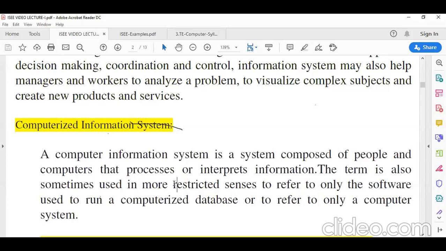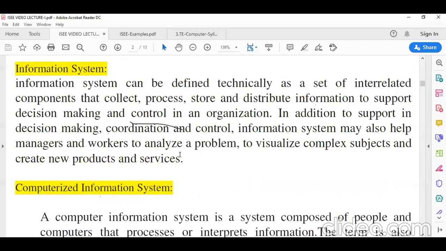Threats are also there, because none of the systems comes with only advantages. Threats are related to cyber security, that kind of thing. We'll come to that point afterwards. But I want to make one point clear here. What exactly is meant by the information system? It is the set of interrelated components.